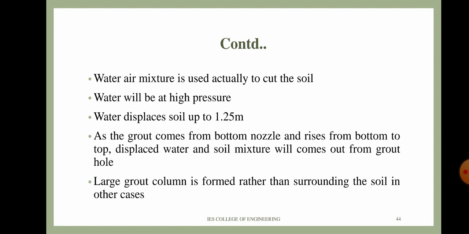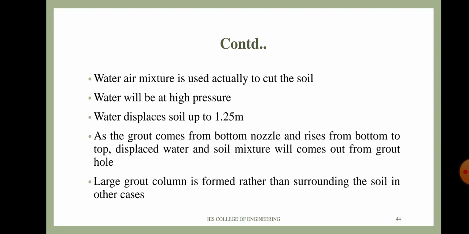The water air mixture usually acts to cut the soil. That is, the water air mixture loosens the soil and cuts the soil from the holes. Water is injected at very high pressure, and this high pressure helps in cutting out the soil. This water displaces soil up to 1.25 meter depth, and as the grout comes out from the bottom nozzle and rises from bottom to top, it displaces the water and soil mixture, which comes out from the grout hole.